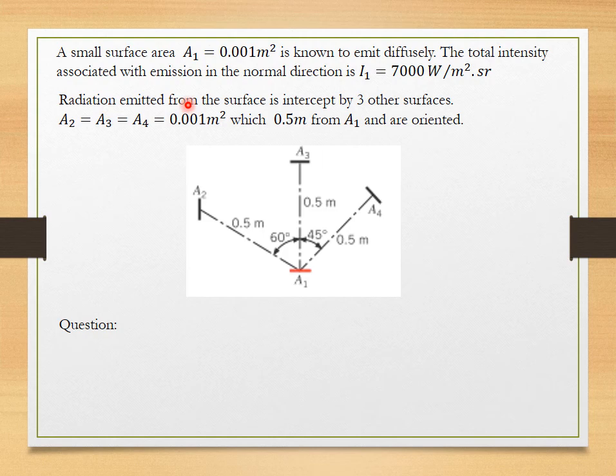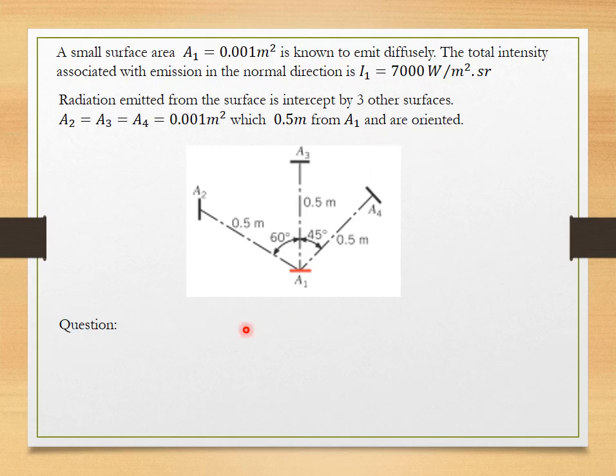Radiation emitted from the surface is intercepted by three other surfaces, which are A2, A3 and A4. A2, A3 and A4 are each equal to 0.001 meter square, with a length of 0.5 meter referring to A1, which is this one, and are oriented.